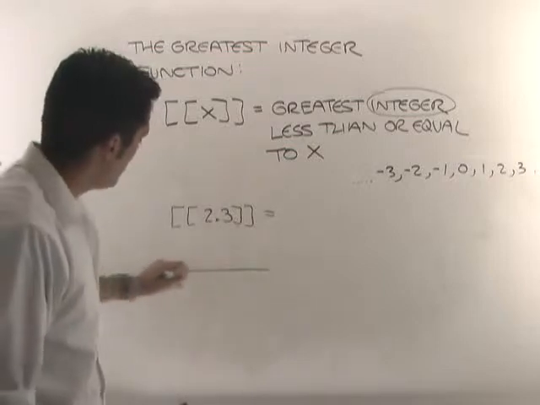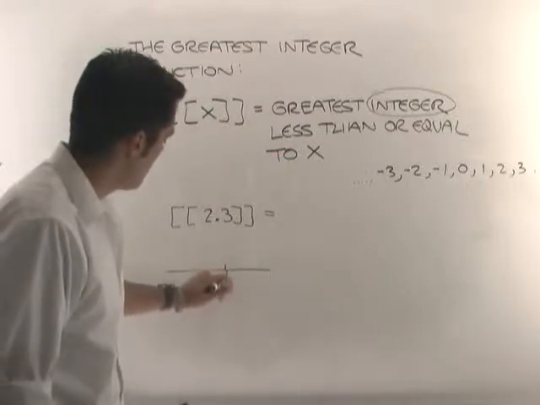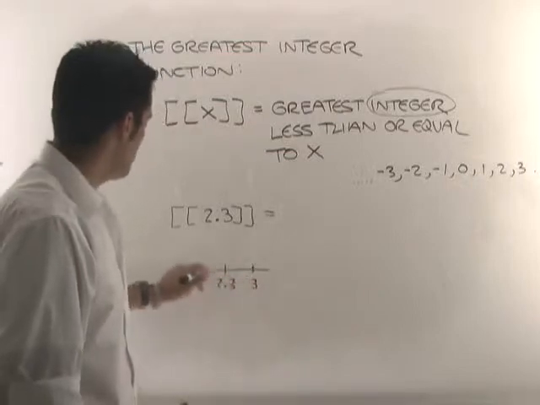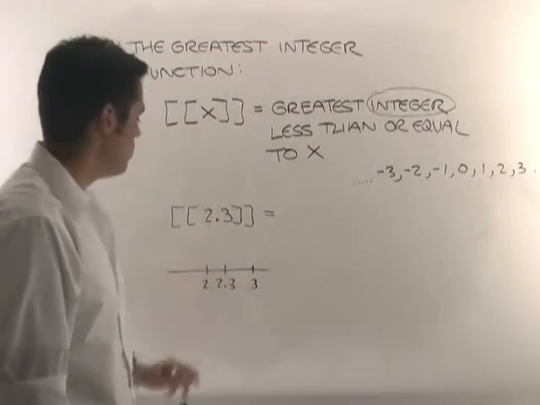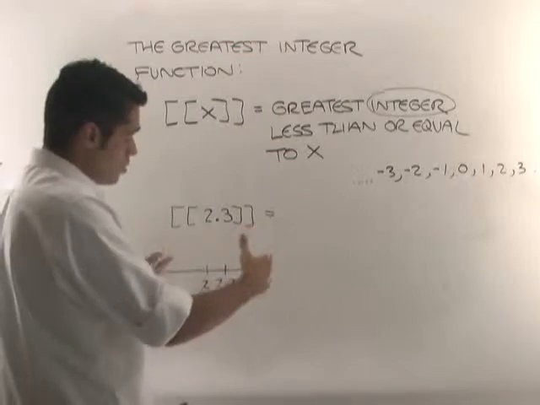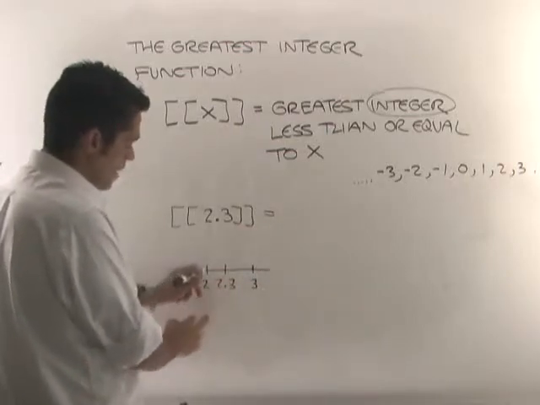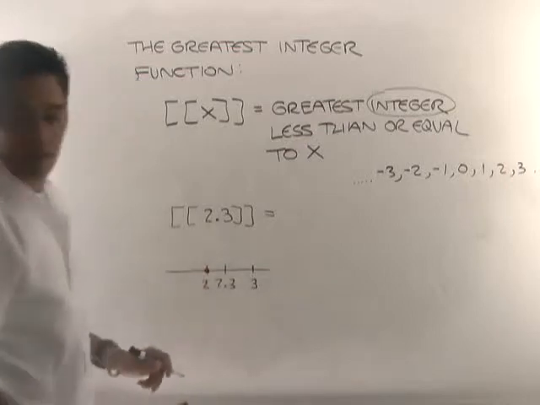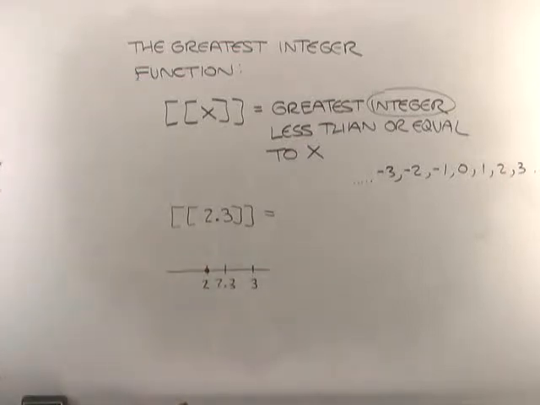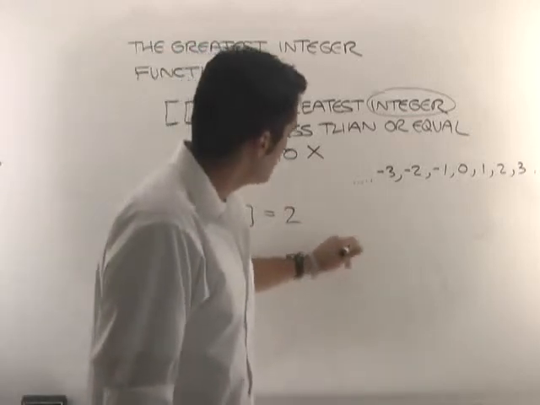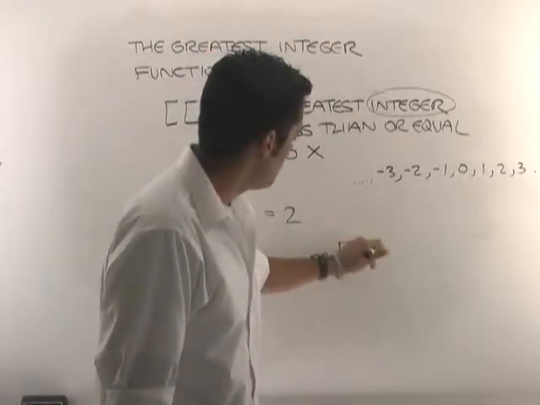So if we look at it on a number line, here's 2.3. Think of the integer over on that side, which is 3, and the integer to the left of it, which is 2. So we're looking for the biggest integer we can find that's less than this, which means to the left of it. And the greatest integer we're going to find is going to be 2. Now, that's the answer. What if we said the greatest integer function of, let's say, 5?